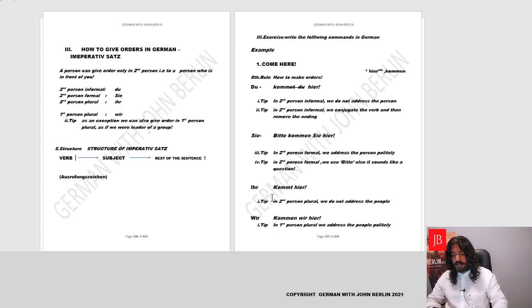We'll conjugate it for ihr. Ich komme, du kommst, sie es kommt. Wir kommen, ihr. Yes, you're right. Kommt, just like written here. Kommt hier. Fantastic. Yes. So what's the difference here?